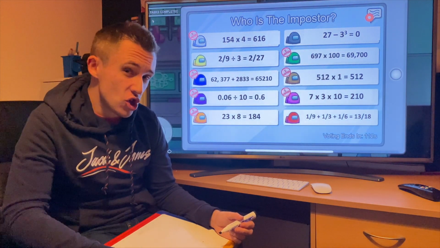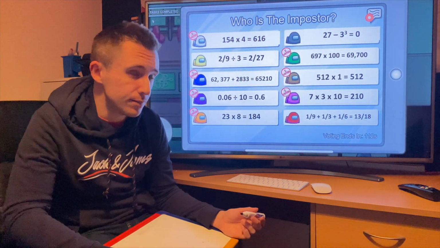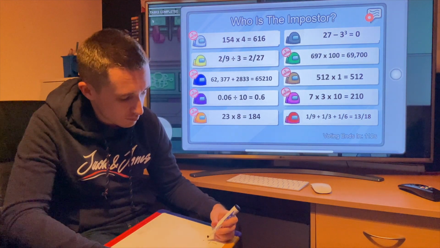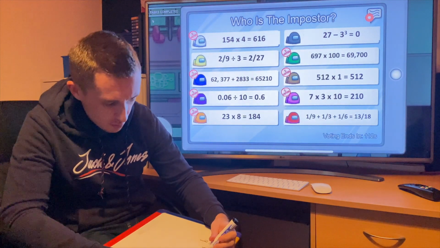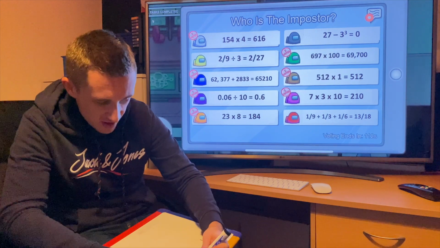And now we've got one more to check to see if the final one is an imposter or whether there's just one imposter today. So red says 1/9 add 1/3 add 1/6.